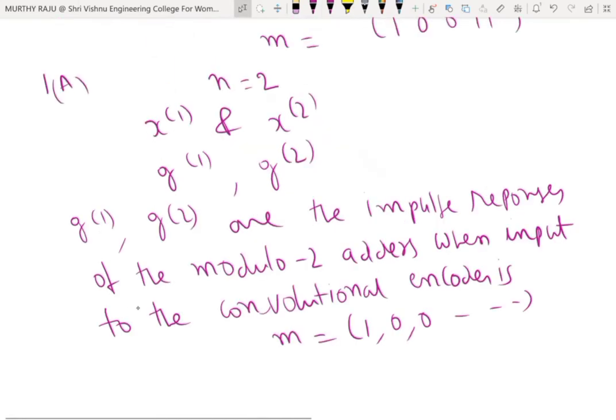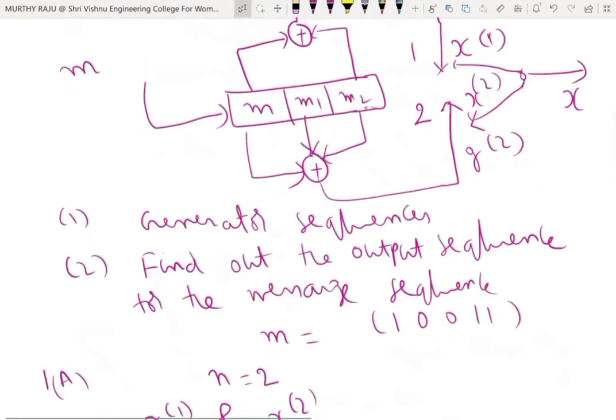Here in this example, capital M is equal to 2. Two registers M1 and M2 are used to store the previous two successive bits. This small m is used to store the present message bit. The present message bit is applied from this message vector M. Here two registers are used. That is the reason we use capital M equal to 2.